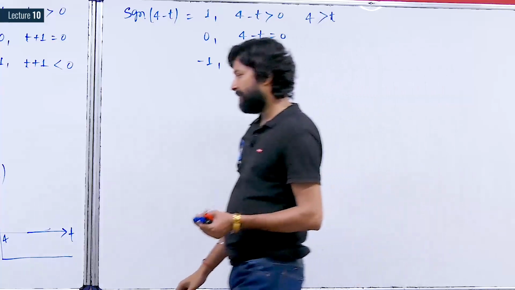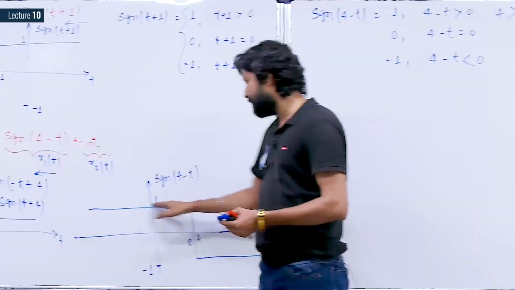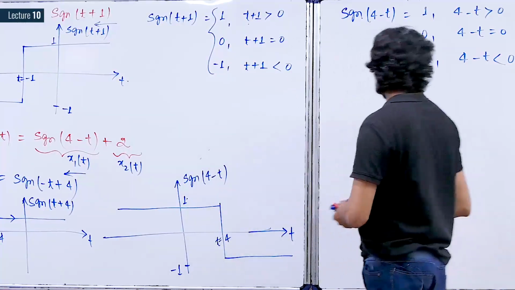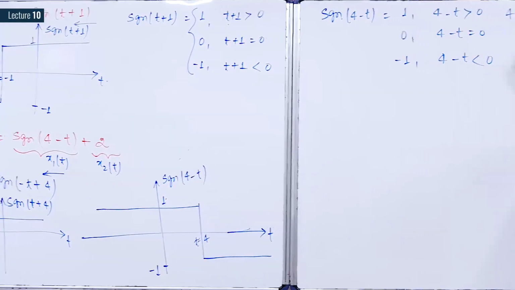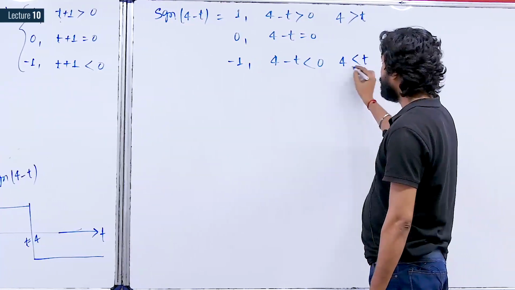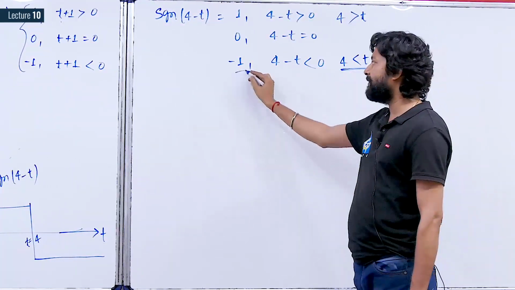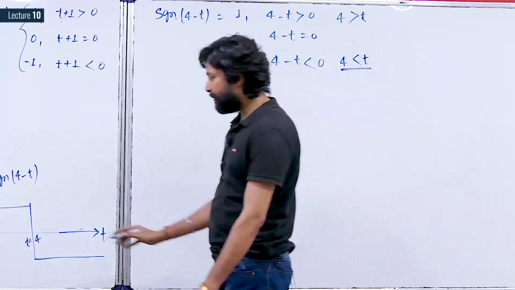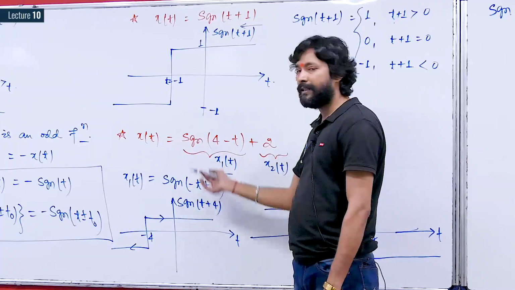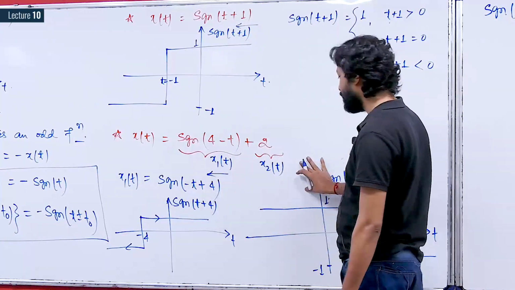So we have plotted the value of signal x of t, signum of 4 minus t, at 1 before t equals 4. Again, from this you can find that for t greater than 4, the signal will have value minus 1. So this is the plot which we have obtained by taking shifting and reversal on the signum function. So we have plotted the first function.